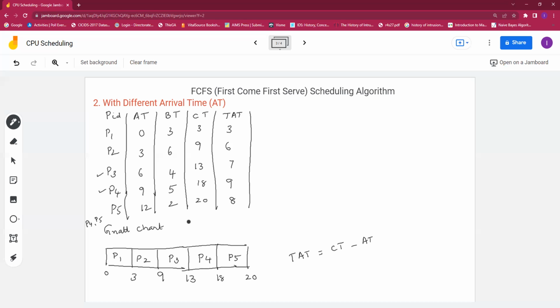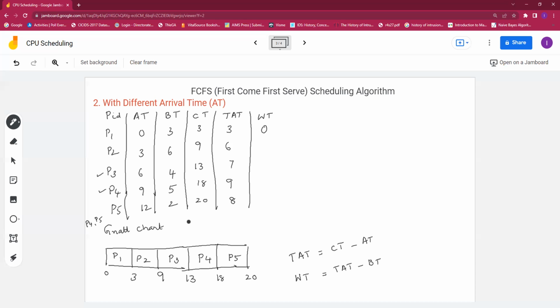Once the turnaround time is over, we need to find out the waiting time for each and every process. As you know, we can't find waiting time directly, so for that also we have a simple formula. Waiting time is equal to turnaround time minus the burst time. Right now we have the turnaround time and the burst time, so we can find out the waiting time. Here you see 3 minus 3, so the waiting time of process P1 is 0.